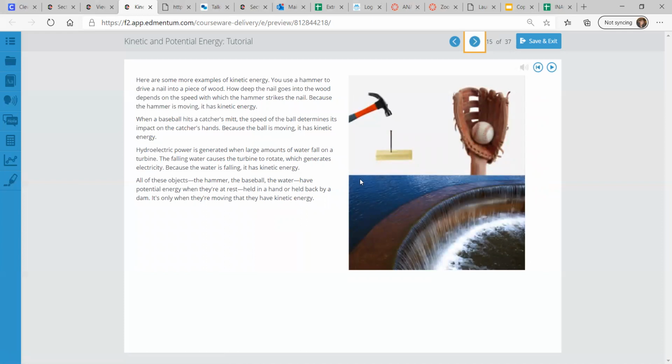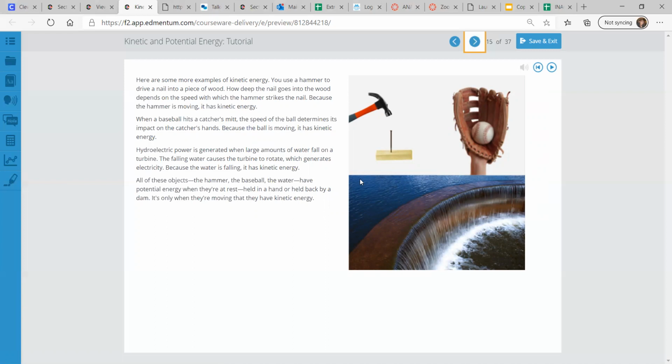Here are some more examples of kinetic energy. You use a hammer to drive a nail into a piece of wood. How deep the nail actually goes into the wood depends on the speed with which you strike the nail with the hammer. Because the hammer is moving, it has kinetic energy. When a baseball hits a catcher's mitt, the speed of the ball determines its impact on the catcher's hands. Because the ball is moving, it has kinetic energy. Moving objects have kinetic energy.